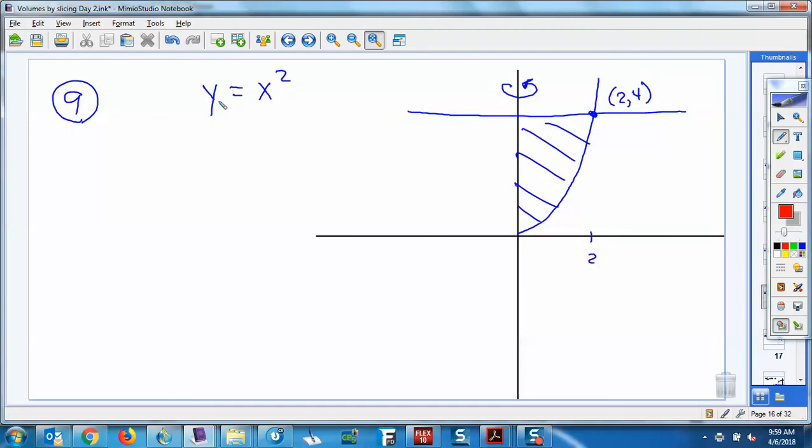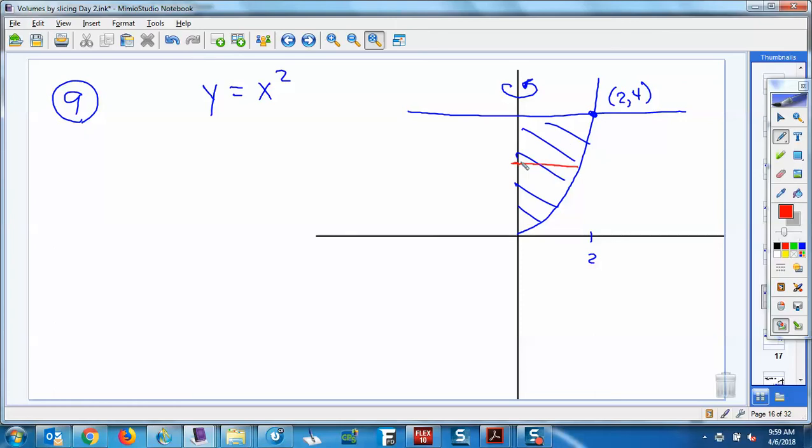Okay, then we get a couple that are horizontal. So now we've got to use what we learned about areas. This time we're going to take this strip and slice it this way. When you've got a vertical axis of revolution, then you've got to slice perpendicular to that. And so you're going to slice horizontally. And so, again, the strip is the radius.